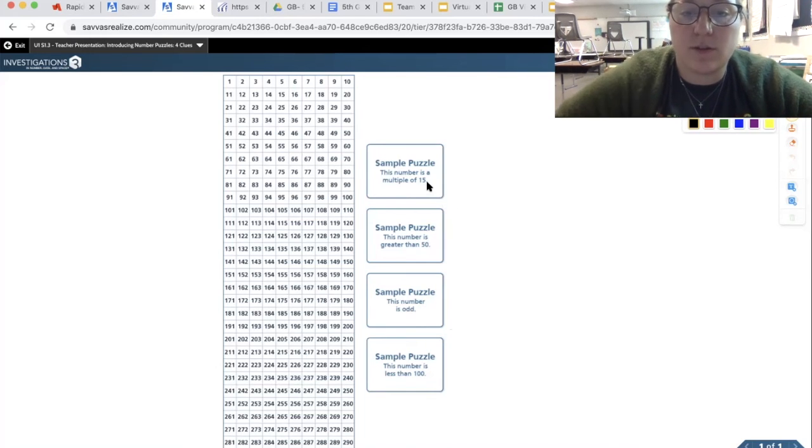So these are the 4 clues I have. The number is a multiple of 15. The number is greater than 50. The number is odd. And this number is less than 100. So we want to find what can follow all of those rules.